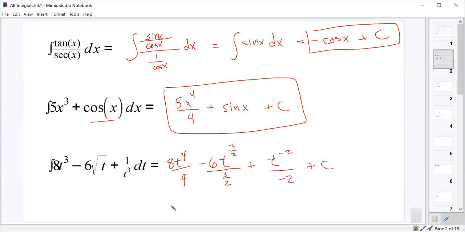And I'd really like you to simplify this down to 2t to the 4th. And then this one, if you divide by 3/2, that's like multiplying by 2/3. So that would be minus 4 t to the 3/2 and then minus 1 over 2t squared plus your constant. Good or no?